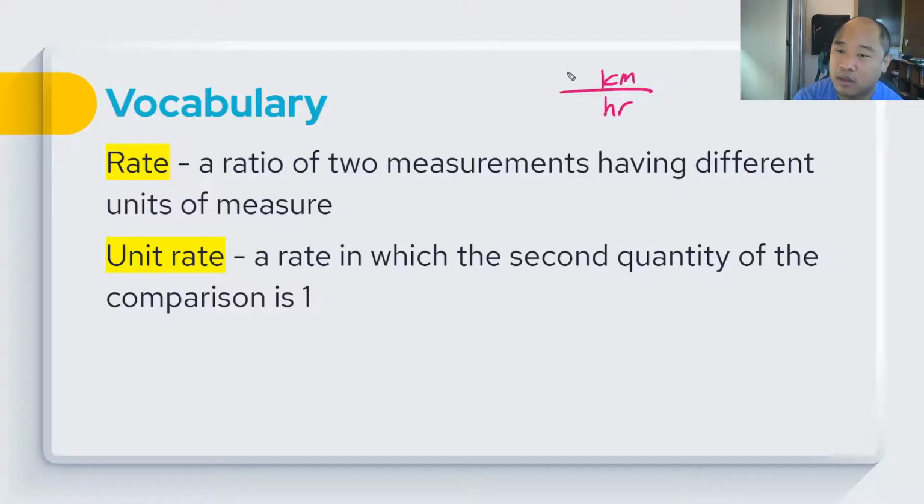If you're going 45 kilometers for every 1 hour, then you're going a speed, which is a rate. A unit rate is a rate in which the second quantity of the comparison is 1. So this is an example right here, 45 over 1. Here, the second quantity is 1, so this is a unit rate as well as a rate.